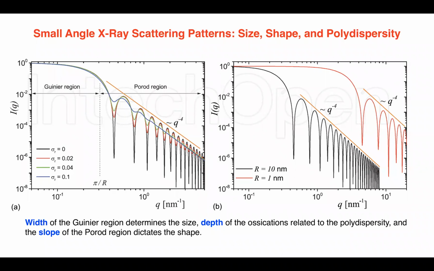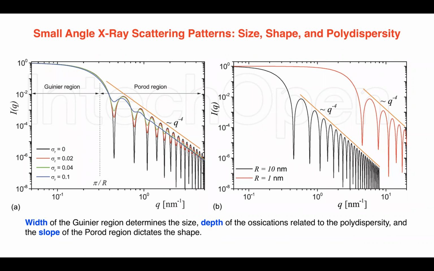So before it sort of turns into the Porod region, the width of that is the radius of the thing you're studying. And then the slope of this line, or the slope of the intensity and Q oscillation that you see here, tells you about the size and also the polydispersity.